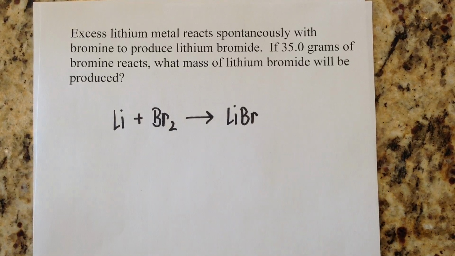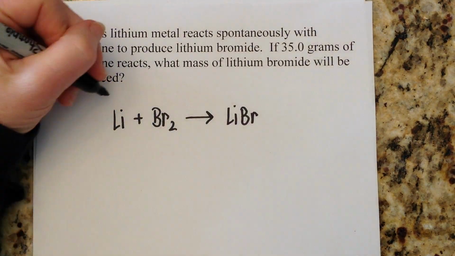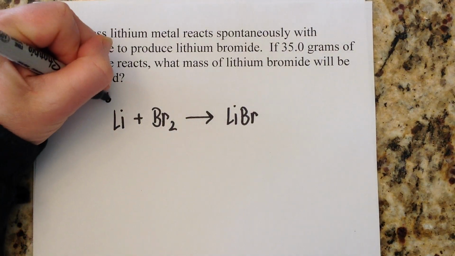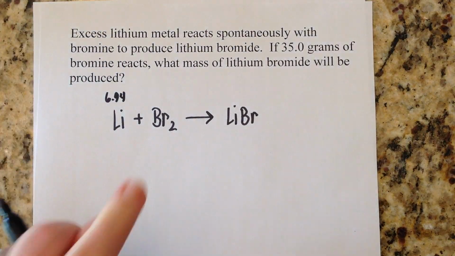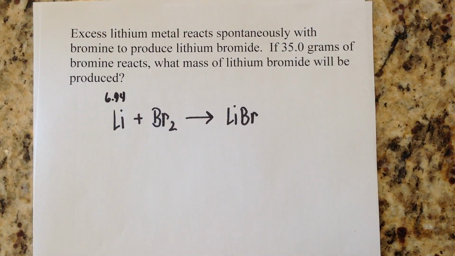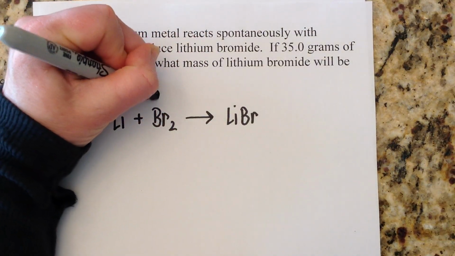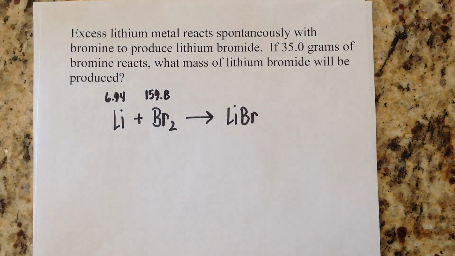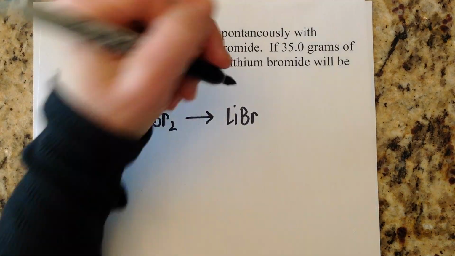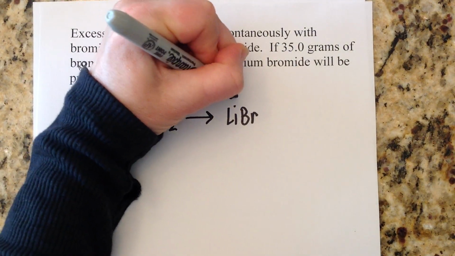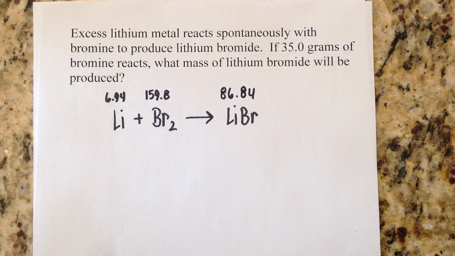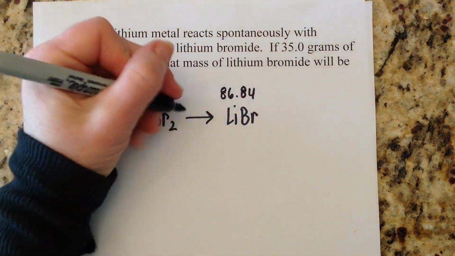Next thing we want to do before we move on is we want to go ahead and calculate up those masses. So lithium, just look on the periodic table, it has a mass of 6.94 grams per mole. Bromine, you're going to multiply that mass by a 2, so that is 159.8 grams per mole. And then lithium bromide is 86.84 grams per mole.